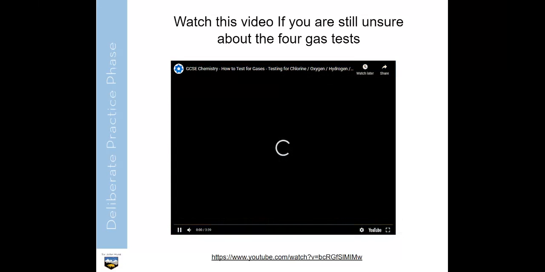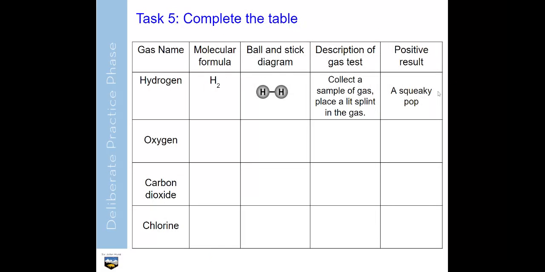Okay, so your next task, your final task for this lesson, for your deliberate practice, is complete the table. Now, the first row has already been completed for you, so you therefore need to complete the table for oxygen, carbon dioxide, and chlorine. You might find it a little bit difficult to do the ball and stick diagram. If you are finding that challenging, leave that column. So pause the video, complete this table, come back once you have completed it.